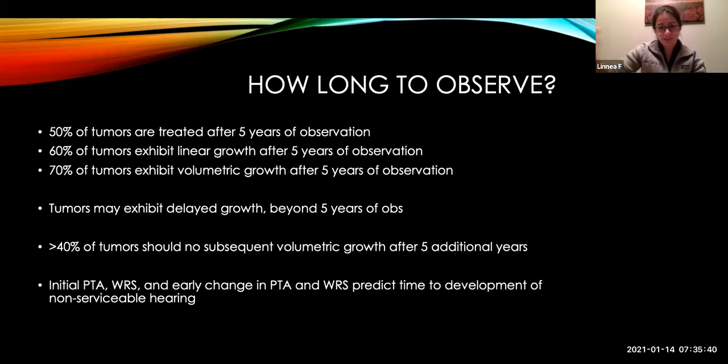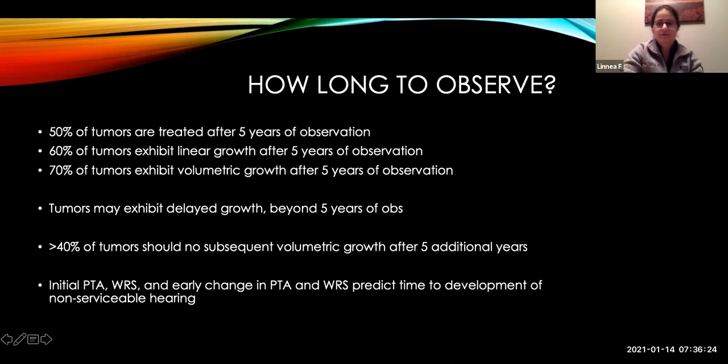His thought was that there are some tumors that continue to grow, so there may be a reason for extended observation. His numbers coming out of Mayo were that 50% of tumors were requiring treatment after 5 years of observation, 60% were exhibiting linear growth after 5 years of observation, and 70% were showing volumetric growth. They were doing some MRI studies, calculating the volume. So if you're watching the lesion in a particular dimension, like it grew in the AP dimension, and that's what you're following, they can also grow volumetrically. Looking at that actually showed that those tumors were growing after that 5-year period. So it's just a reminder to keep watching.